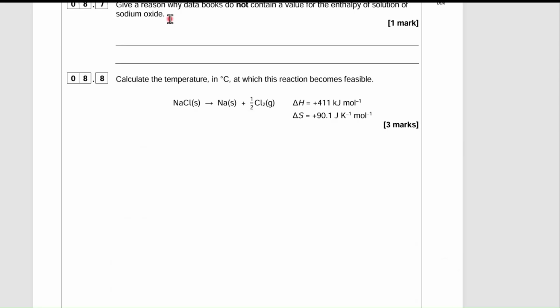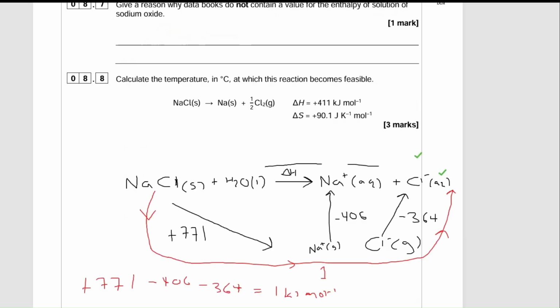Okay, 8.7: give a reason why data books do not contain a value for the enthalpy of solution of sodium oxide. Essentially this one is one of them little tricky ones. You'd be forgiven for getting this wrong, but you might say, why is there no value for the enthalpy of solution of sodium oxide? The reason is, if you remember when I did the enthalpy of solution of sodium chloride, you go sodium chloride plus water. What happens if you do sodium oxide plus water?